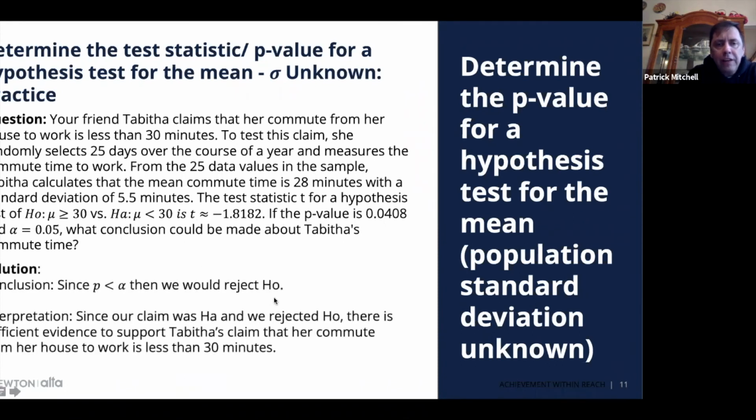So we reject the null hypothesis, and Tabitha's claim was that her commute was less than 30 minutes. That became the alternative hypothesis, so there is enough evidence to support her claim. Our claim was the alternative hypothesis, and we rejected the null hypothesis, so there is sufficient evidence to support her claim that her commute from her house to work is less than 30 minutes.